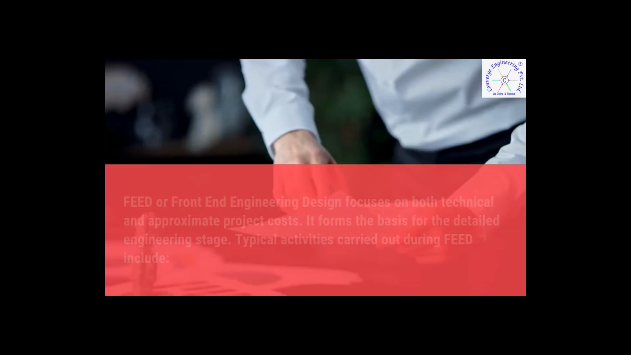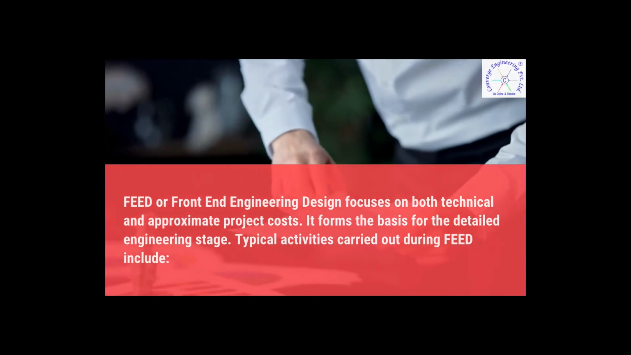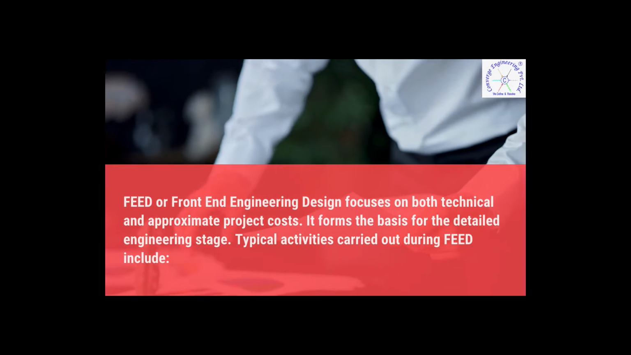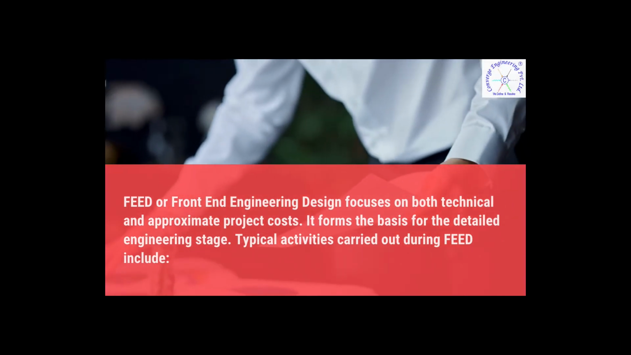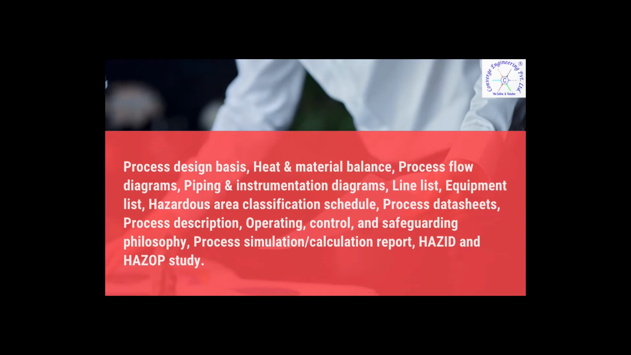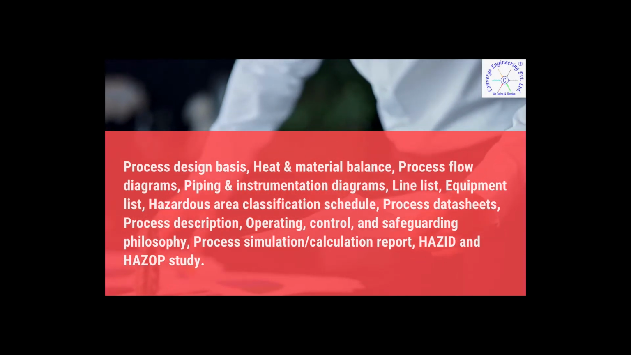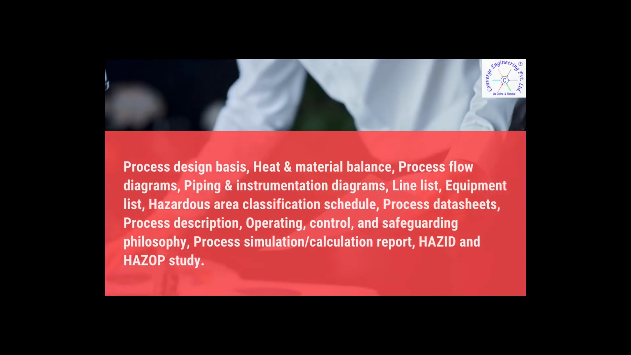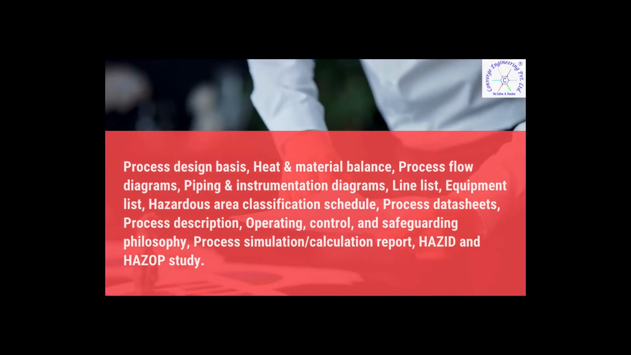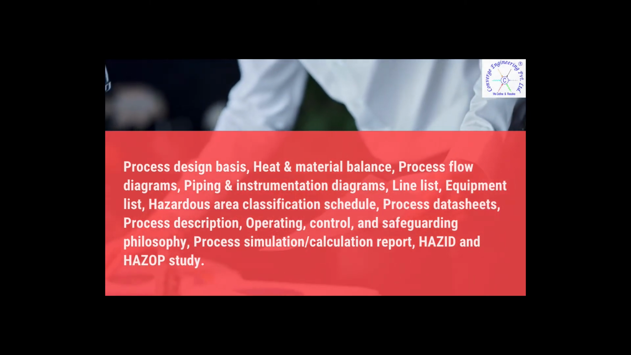What is FEED? FEED, or front-end engineering design, focuses on both technical and approximate project costs. It forms the basis for the detailed engineering stage. Typical activities carried out during FEED include process design basis, heat and material balance, process flow diagrams, piping and instrumentation diagrams, line list, equipment list, hazardous area classification schedule, process datasheets, process description, operating, control, and safeguarding philosophy, process simulation, calculation report, HAZID and HAZOP study.